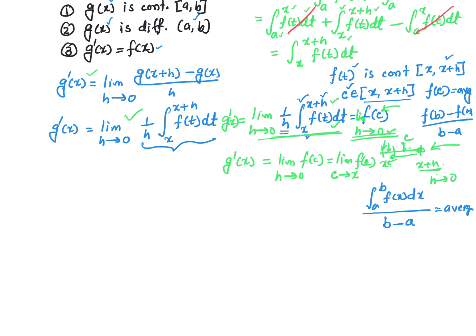Remember, I told you here, c does not have a choice but to be squeezed in between x and x plus h. If c is squeezed in between x and x plus h, then as h goes to 0, x plus h goes towards x, so c does not have a choice but to move towards x, and in the limiting case, it will become x. So I just found that g prime of x is equal to limit c approaches x f of c. But limit c approaches x f of c is nothing but f of x. Oh, by the way, that is g prime of x. I just showed that g prime of x is equal to f of x.